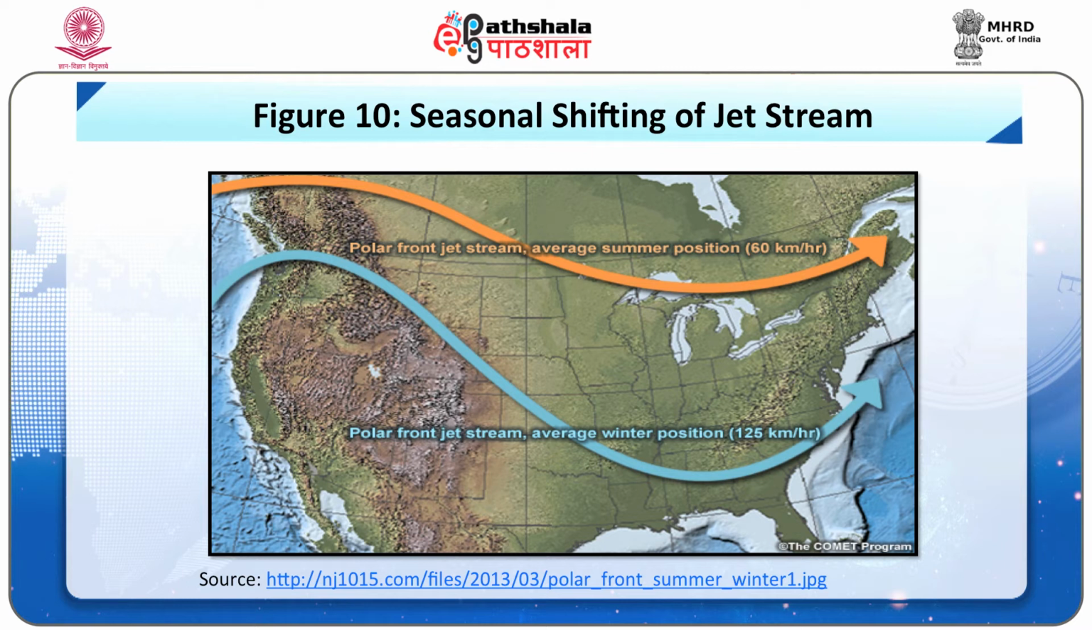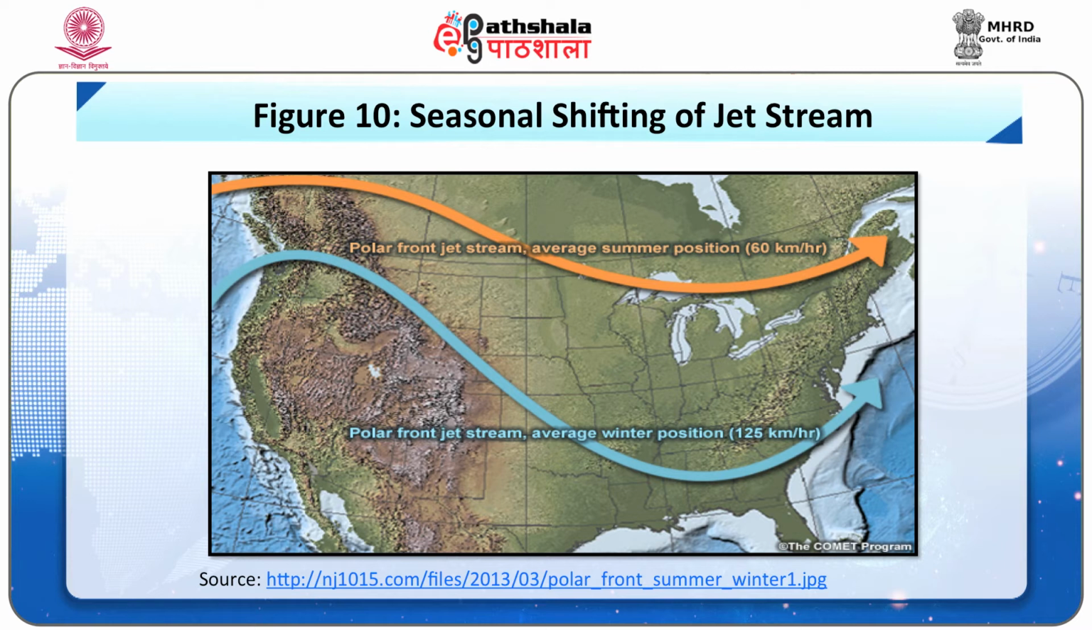In winter, the pressure gradients are steep due to intense thermal contrasts and consequently wind velocity is higher in winter, about 2 times that of the summer season. Jet streams follow a meandering path.